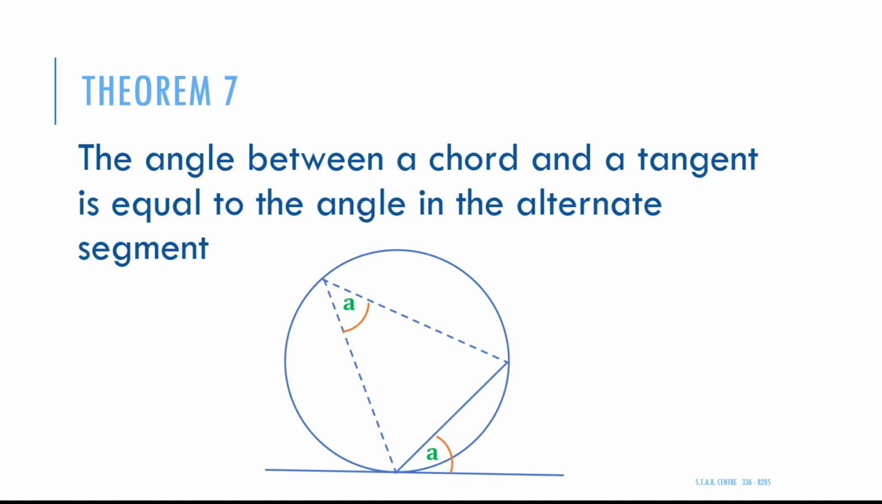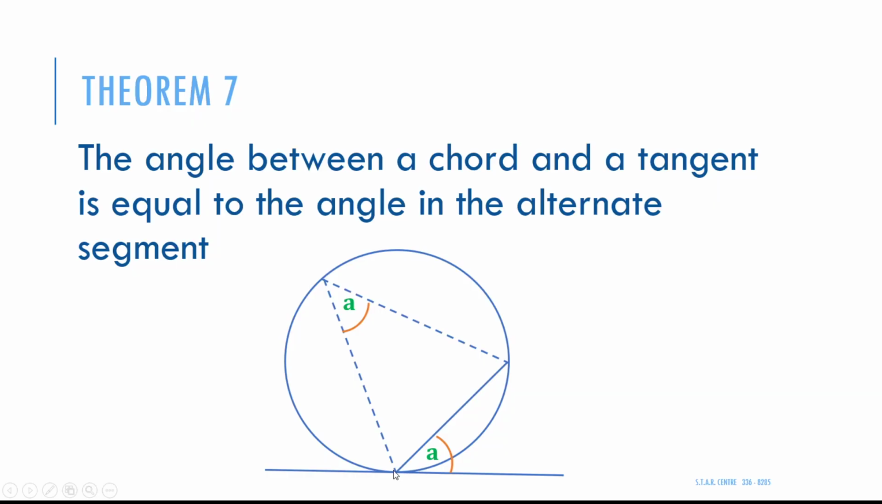Theorem 7. This line at the bottom in the diagram is a tangent. This solid line here is a chord. The theorem says that the angle between a chord and a tangent is equal to the angle in the alternate segment. So again, this is the tangent and this is the chord. The angle in between those two would be this angle E.